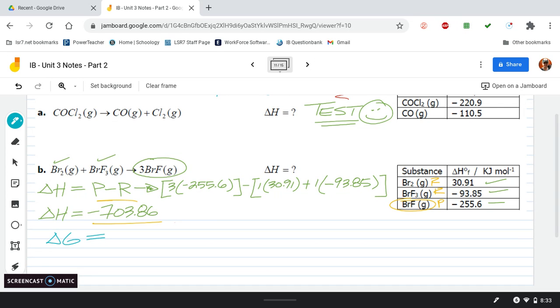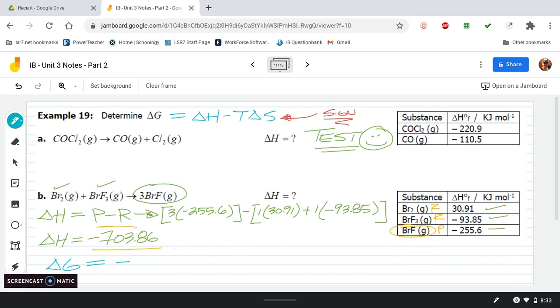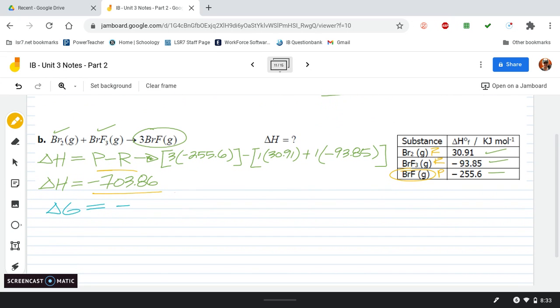Equals, and let's plug in our delta H. Remember, the formula I'm using is right here. This is not new, the same one that we used last time. So delta G equals delta H minus T delta S. That's what I'm using, you just can't see it. And so we did negative 703.86. And then we are going to subtract.